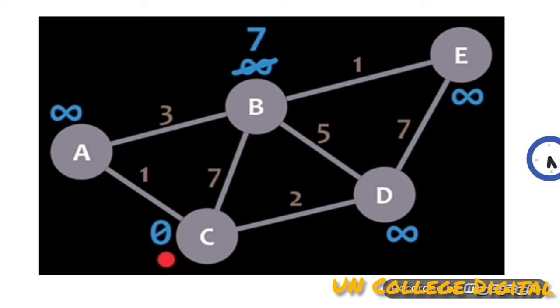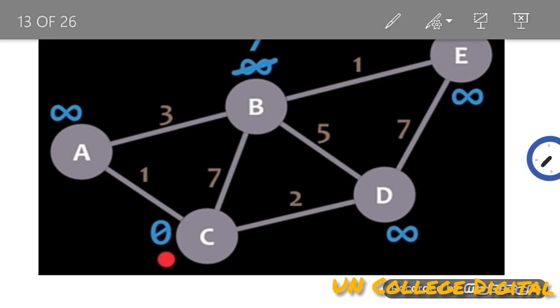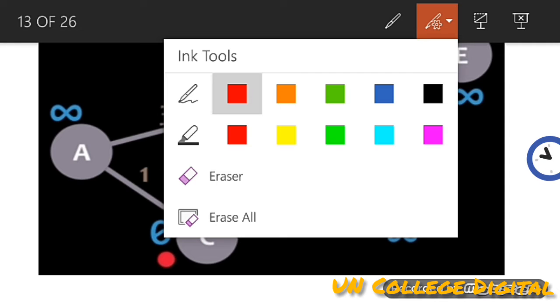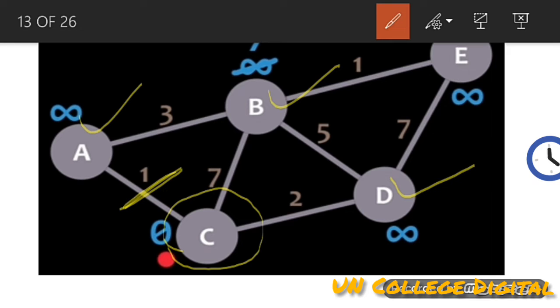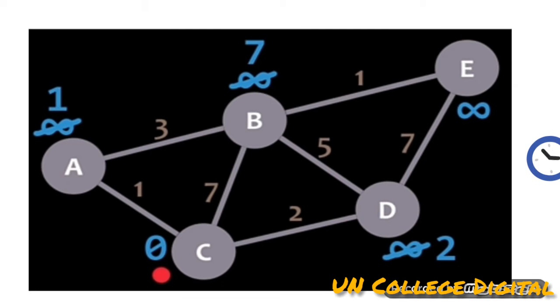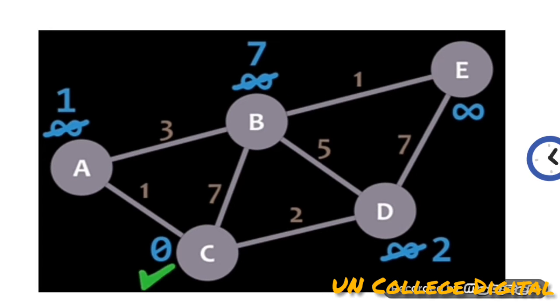Initially we have selected C. When we have selected C, we will select all the vertices which are connected to C directly. Those are A, B and D. Now let me check the weight. Which one is the minimum weight? This edge is having minimum weight. So at the next step, we will select C to A.